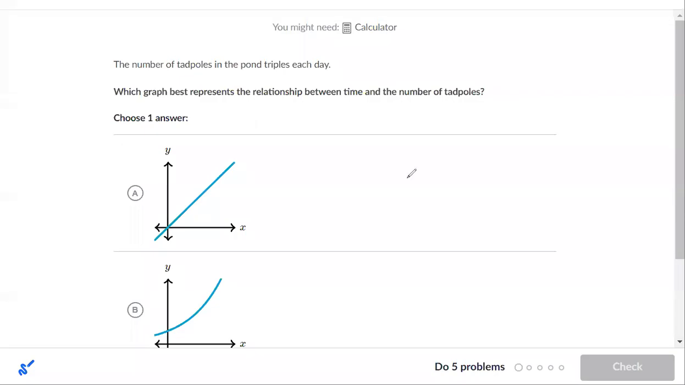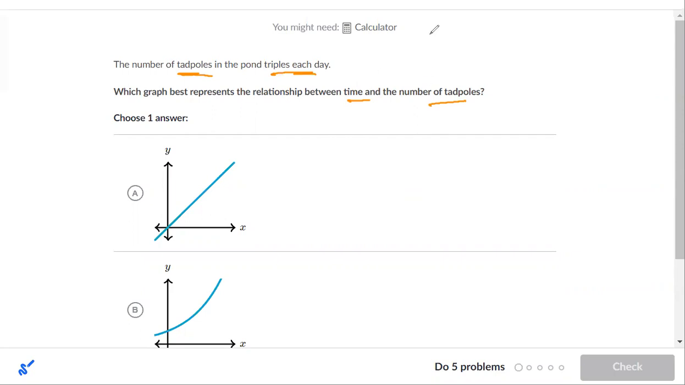So when we read the question, let's actually read it and see how that looks. The number of tadpoles in the pond triples every day. Which graph best represents this relationship, time and the number of tadpoles? So every day the number will be tripled.